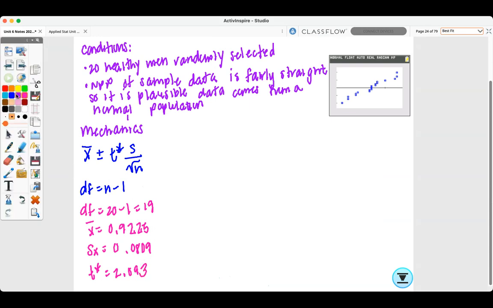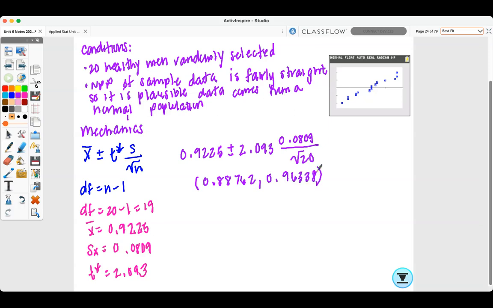So now we go ahead and plug everything into our formula. My x bar is 0.9225. Then I have plus or minus t star, which is 2.093, times 0.0809 all over the square root of 20. This ends up being 0.88762 and 0.96338.